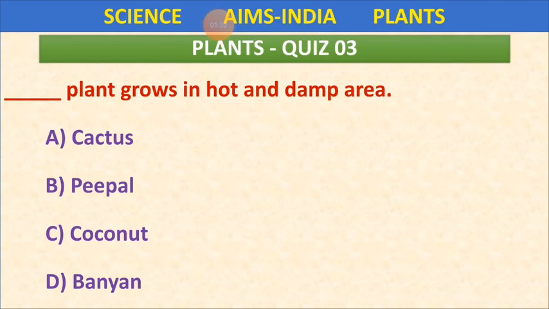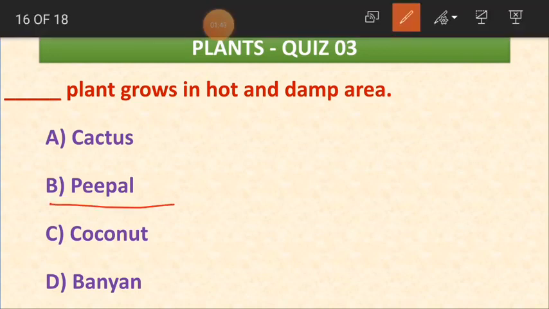Understood children? So which type of plants grow here? Cactus, peepal, coconut or banyan? Cactus, as we know, they grow in the deserts. Peepal, again a big tree. Coconut is a plant. Most of the coconut trees, if you know, are grown in our neighboring state, that is Kerala. We get more coconut trees there. Okay. Banyan, again a big tree. Okay. So now guess which will be the correct answer?